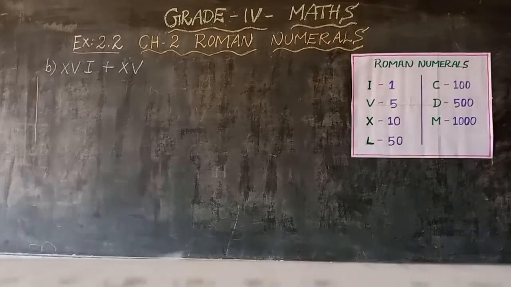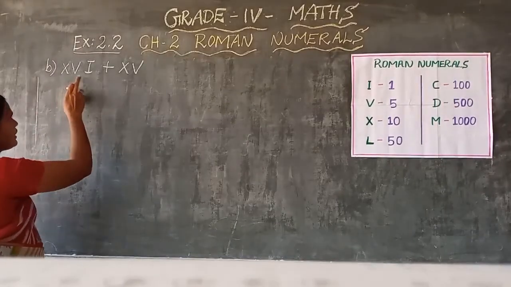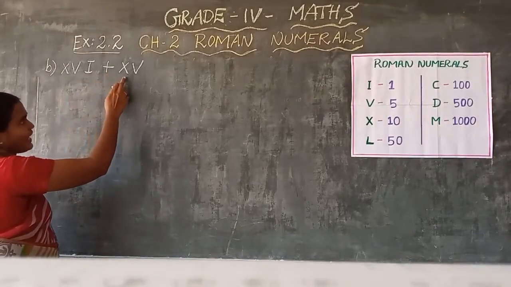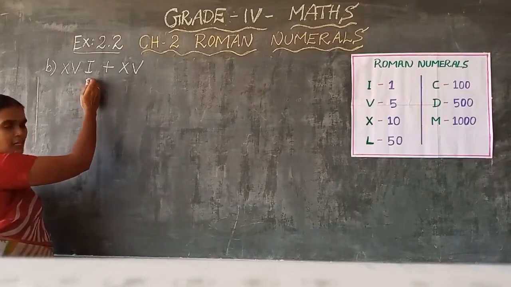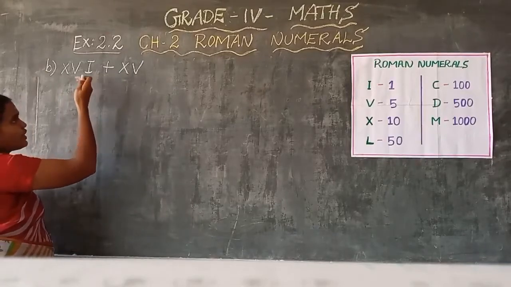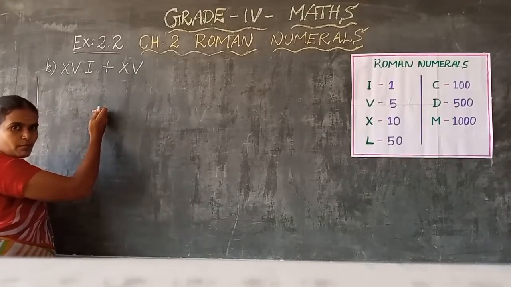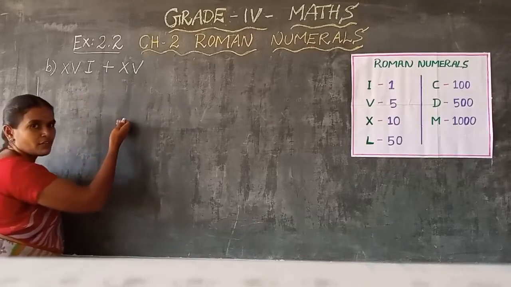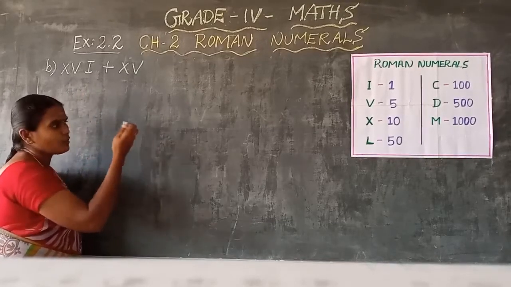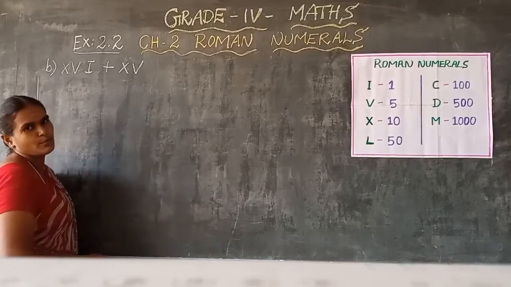Now B sum: XVI plus XV. Here we are given Roman numerals. First you convert them into Indo-Arabic numbers, then you add to get one answer, and finally we convert it back into Roman numerals.